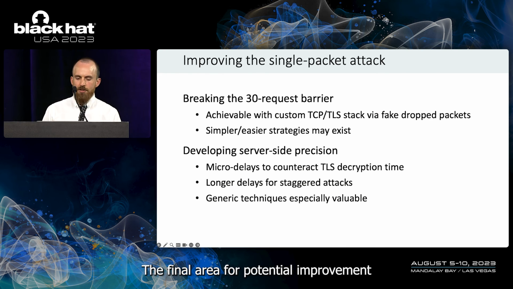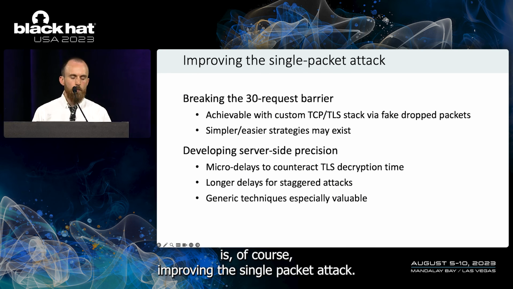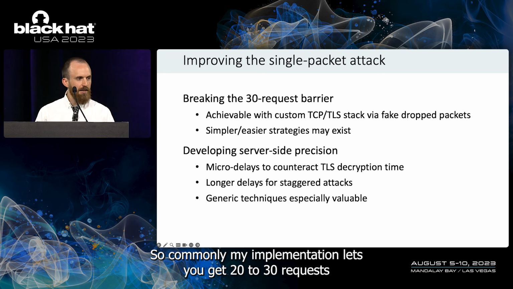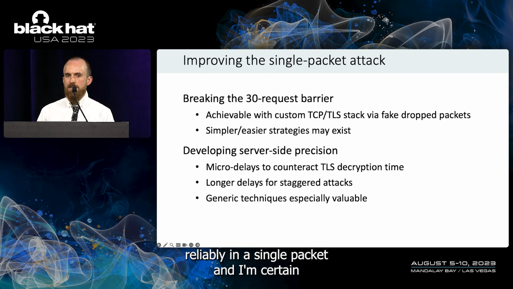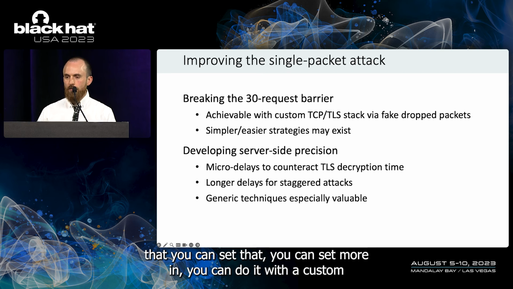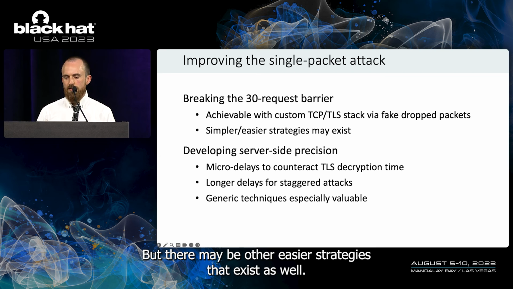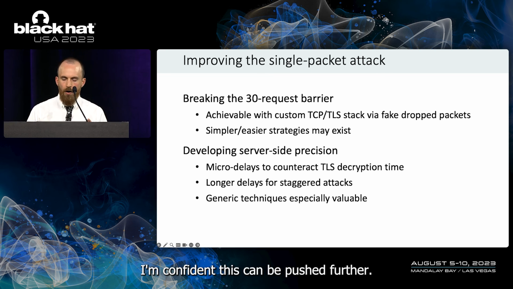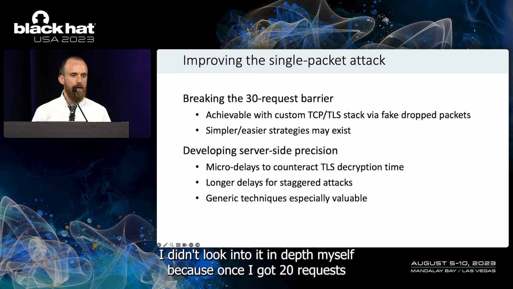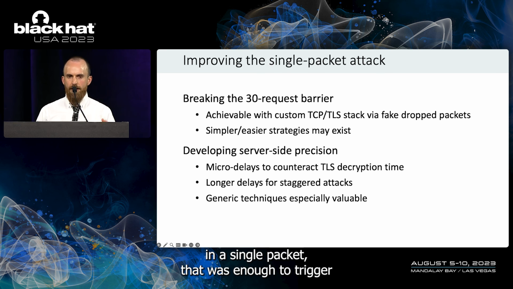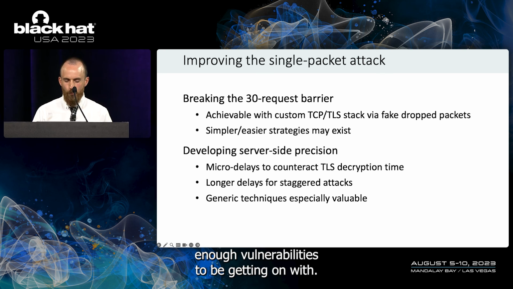The final area for potential improvement is, of course, improving the single packet attack. Currently, my implementation lets you get 20 to 30 requests reliably in a single packet, and I'm certain that you can fit more in. You can definitely do it with a custom TCP or TLS stack, but that's probably a bit of a pain to implement. But there may be other easier strategies that exist as well. I'm confident this can be pushed further. I didn't look into it in depth myself because once I got 20 requests in a single packet, that was enough to trigger enough vulnerabilities to be getting on with.